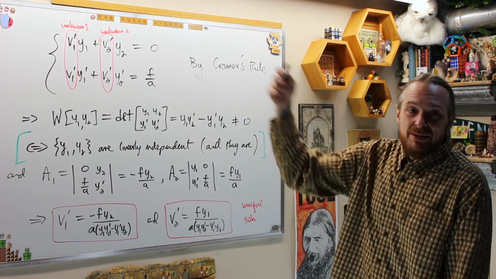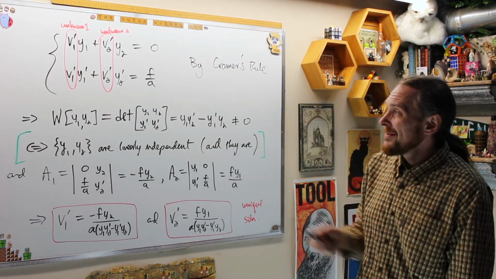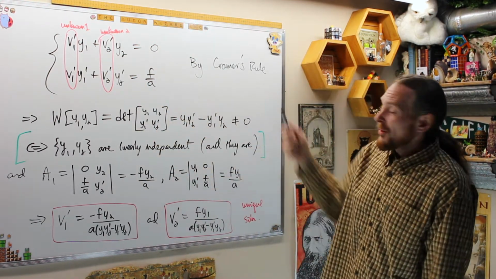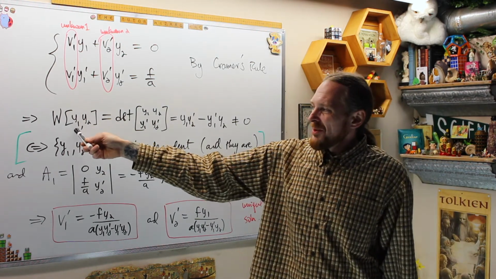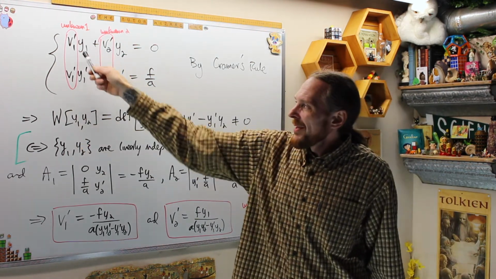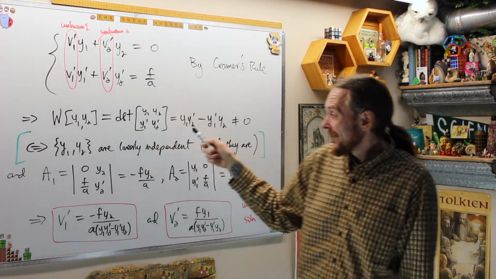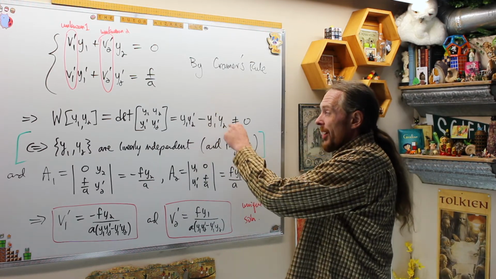Now, from equation 3 and equation 4, we have a system of two equations and two unknowns. Those unknowns are v1 prime and v2 prime. Therefore, from Cramer's rule, we call this the Wronskian. The Wronskian is the determinant of the coefficient matrix. So the determinant of that coefficient matrix is y1 y2 prime minus y1 prime y2.